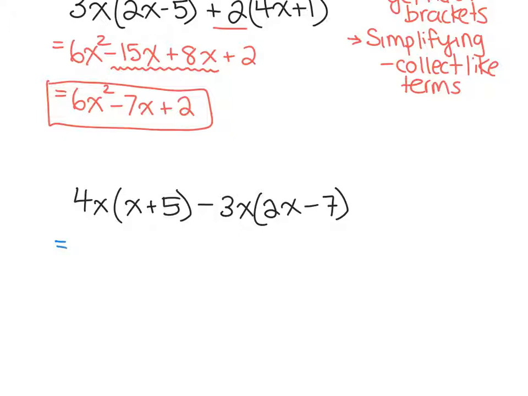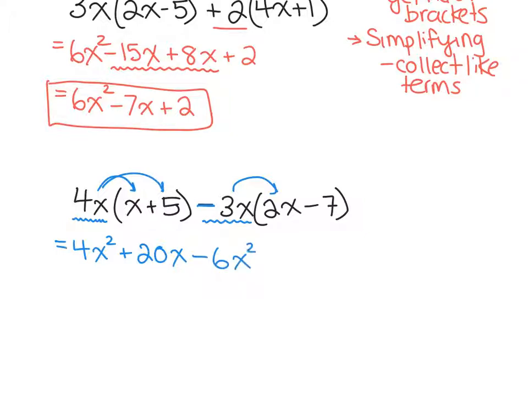So in our first step of expanding, we're going to get rid of our brackets. So I'm going to start with this 4x and multiply it by everything in my brackets. So 4x times x is 4x squared, and 4x times 5 is positive 20x. Then I'm going to go to my next guy and multiply the brackets there. So this time we got to include this negative in. So we got negative 3x times 2x, which will be negative 6x squared. And then negative 3x times negative 7 will be positive 21x.